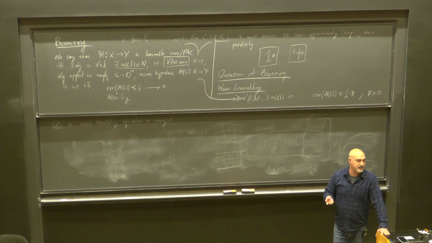So in binary classification, that is correct. So any difference from half already gives you a signal. And the question of boosting is, can you take that signal and boost it to being fully accurate? Okay.